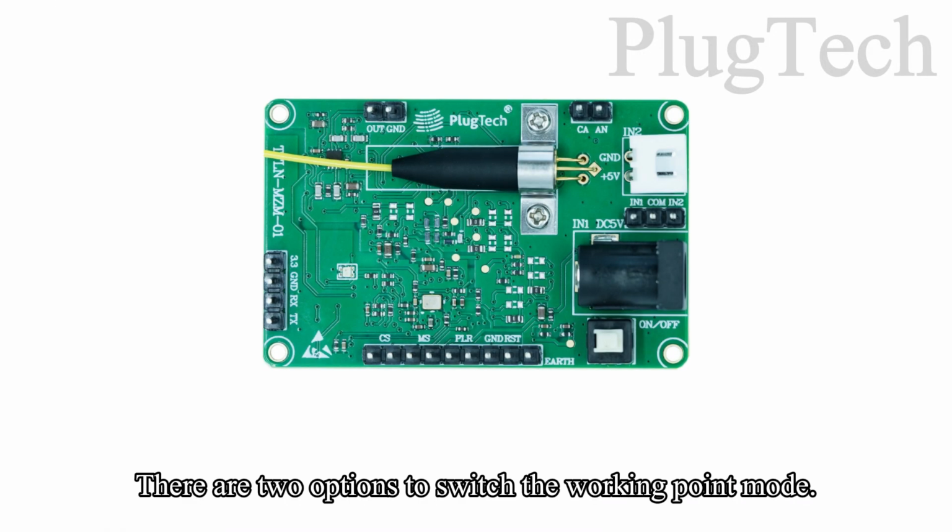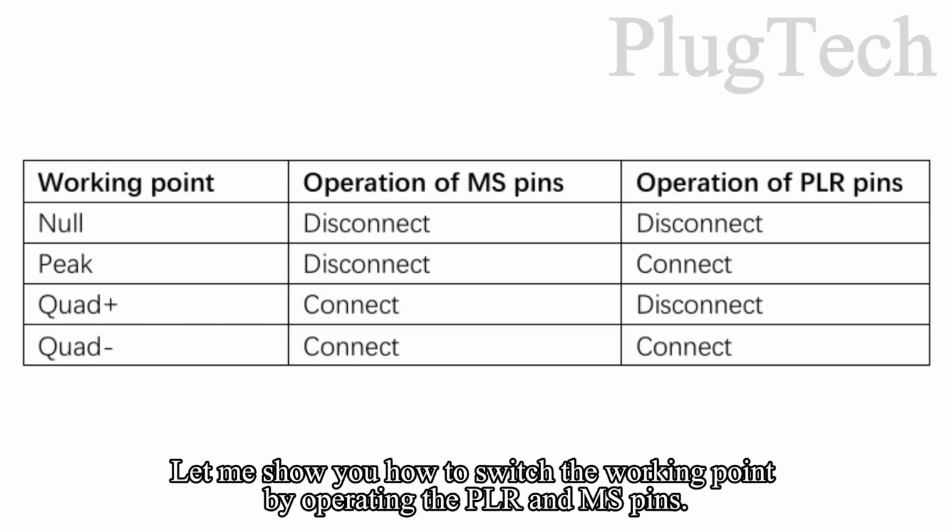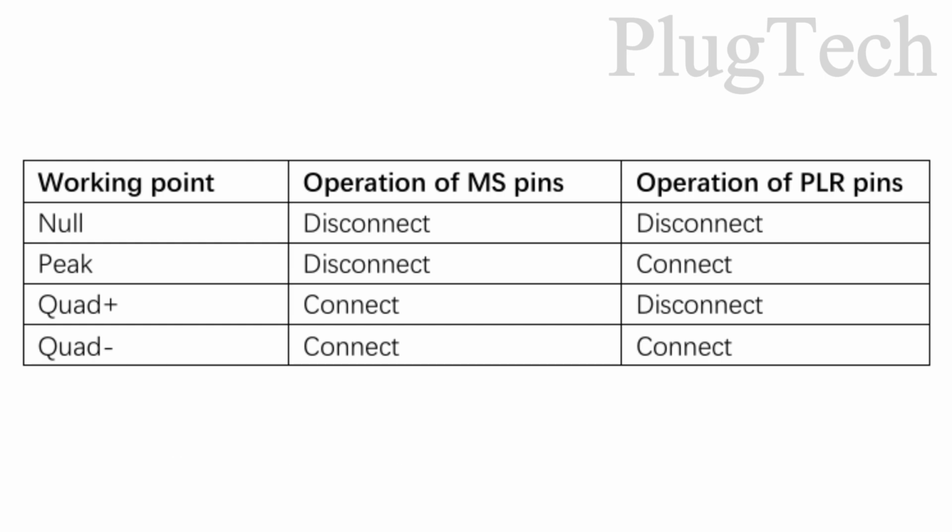There are 2 options to switch the working point mode. If the CS pins are disconnected, the working point mode can be switched by operating the PLR-NMS pins. Let me show you how to switch the working points by operating the PLR-NMS pins.